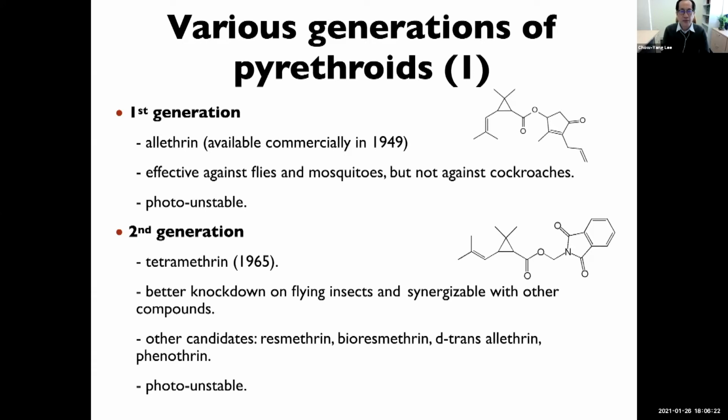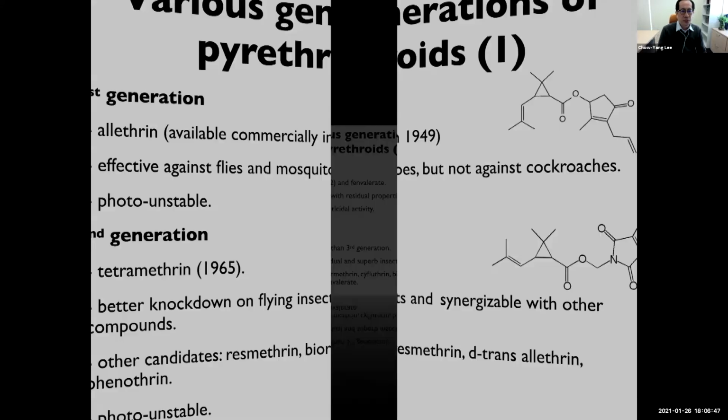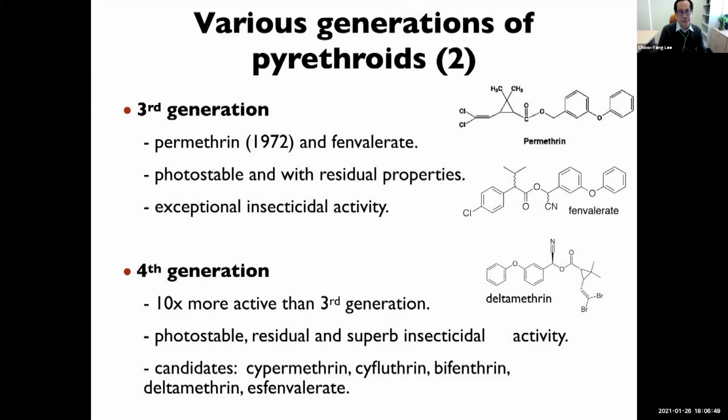Second generation, they have better knockdown against flying insects. You can also synergize them with other compounds. Representative candidates such as tetramethrin were introduced in 1965. Subsequently you have resmethrin, bioresmethrin, etc. Again, second generation and first generation are both photo-unstable, so they will degrade readily under UV light.